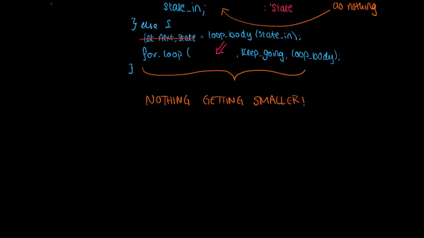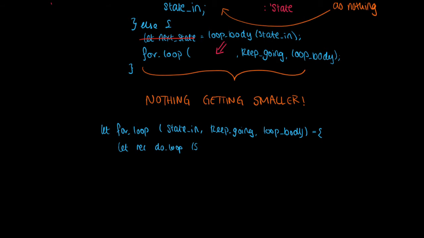We combine all this to get let for loop of state in, keep going, and loop body is equal to let do loop of state in is equal to if not of keep going of state in, then we get state in, else we have do loop of loop body of state in do loop of state in.